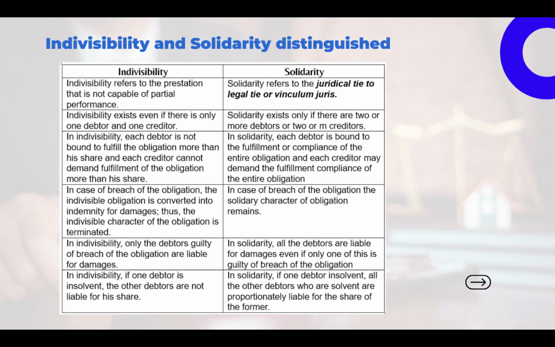Pwede ba nilang habulin just in case? Pwede. Kasi sila lang ang magbabayad na. Sila magbabayad dun sa kanilang pinag-uutangan. Pero, syempre, of course, they should be rewarded also. They should be paid also. But, ano na yun? Proportionate share.